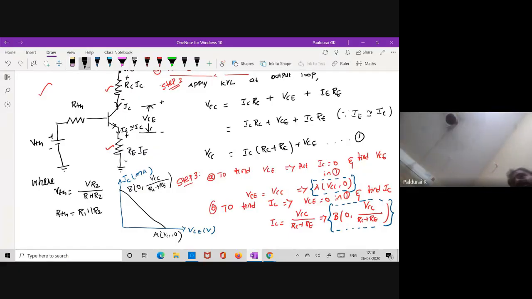So this is the way to sketch a DC load line for our universal hero, not Kamala Haasan. For us, the universal hero circuit is the voltage divider biasing, right?